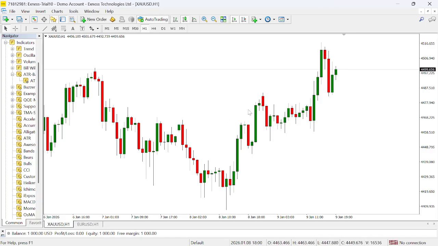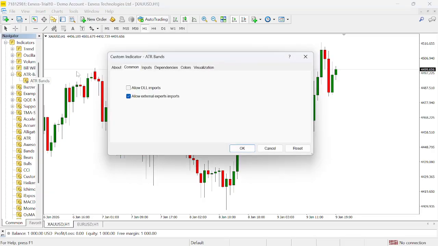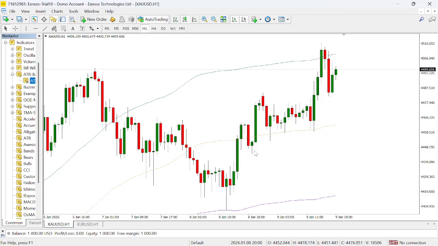The indicator creates upper and lower boundaries that contain price action during periods of consolidation and provide reference zones for entries and exits. At this point, I'll load the indicator on the chart so you can see how it looks in real time. Remember to allow the DLL inputs, and just like that, we have it installed on the chart. And it's quite easy to interpret actually.